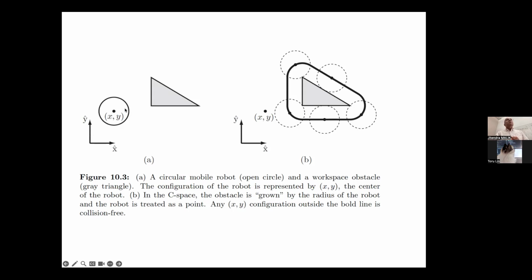So what do I do with my robot disk? Either I have to do some complicated stuff with my robot disk, or I just grow all the obstacles. So I grow the obstacle by an amount corresponding to the radius of this mobile robot. Okay, so that is what is shown here. You take the real obstacles, you grow them appropriate to the size of the robot.